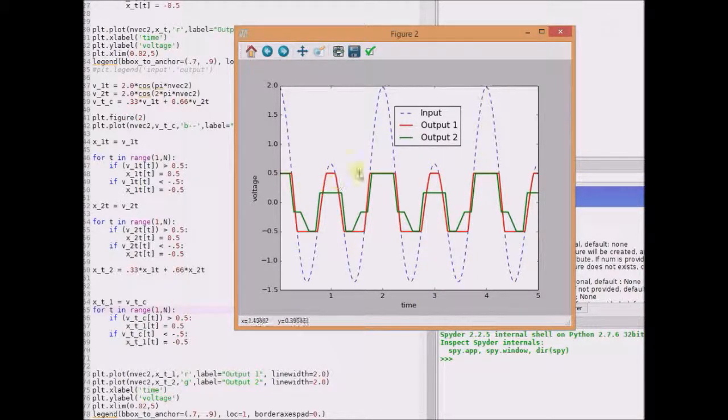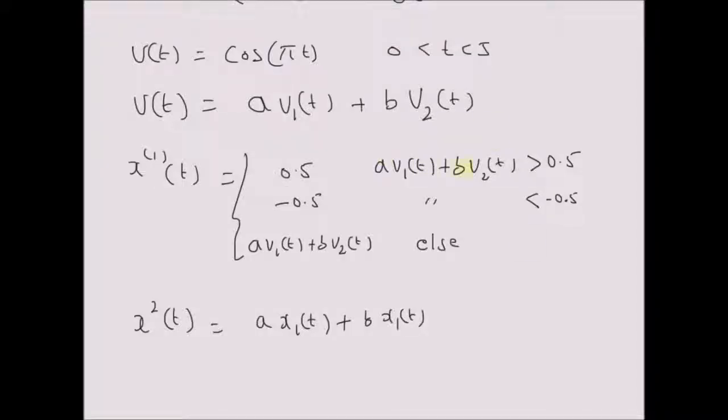Again we can clearly see that for xt1, the output for the combined input, the maximum values are clearly equal to 0.5 and the minimum values are clearly equal to -0.5. But for the output x2 of t, which is a combination of the corresponding individual outputs, the maximum need not be 0.5, because there is no guarantee that for these values the sum is going to be 0.5. So that is what is illustrated by this plot.